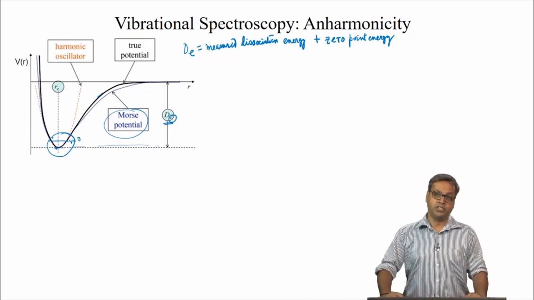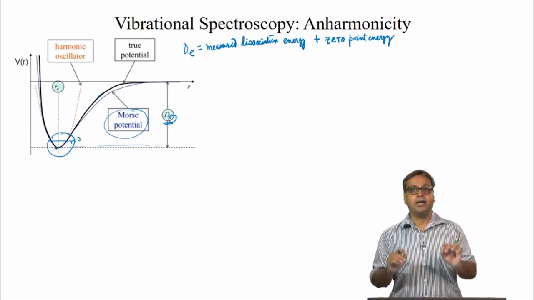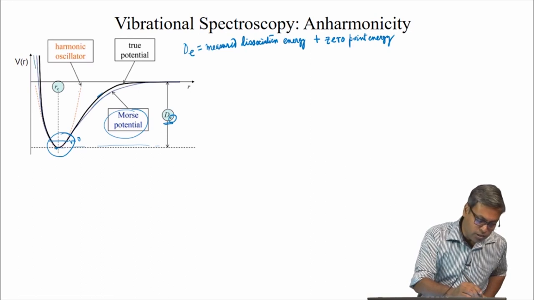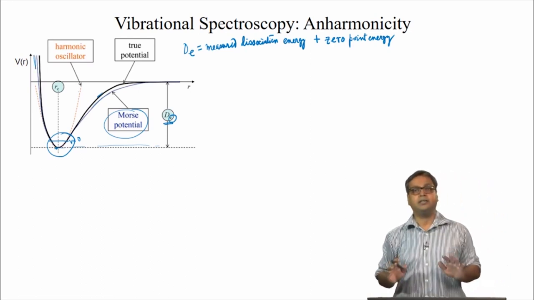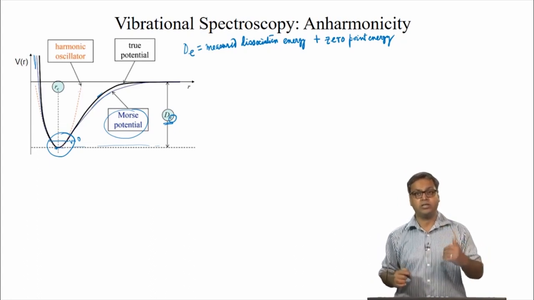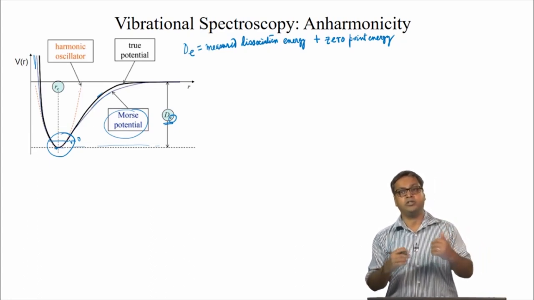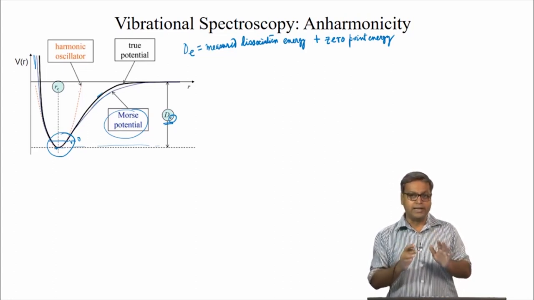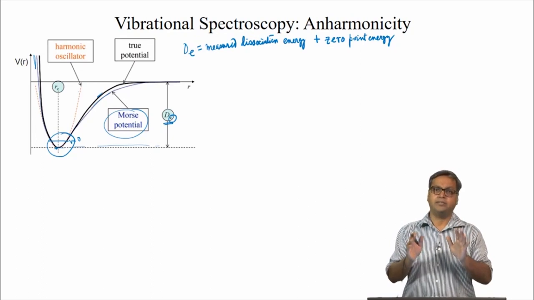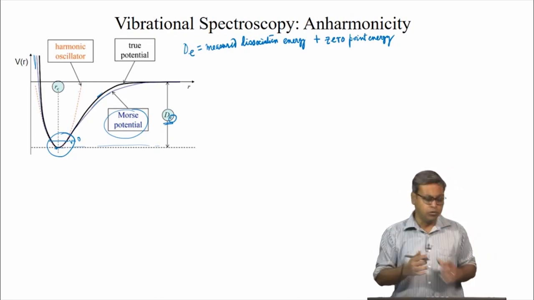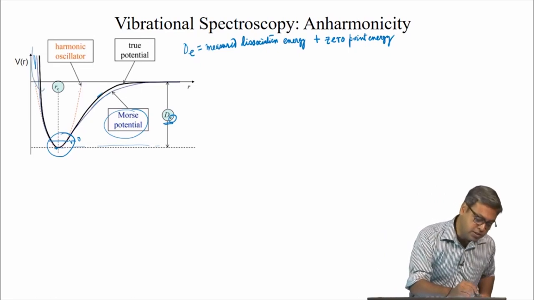The Morse potential has the right kind of shape. So, the Morse potential is this blue curve. So, this has the right kind of shape, but does not perfectly match the true anharmonic potential. In general, it is not quite as steep as the true potential. As the nuclei get closer and closer, we see the difference here.